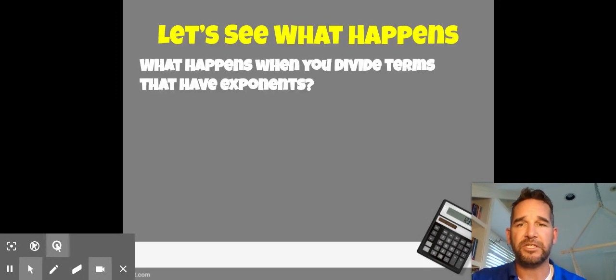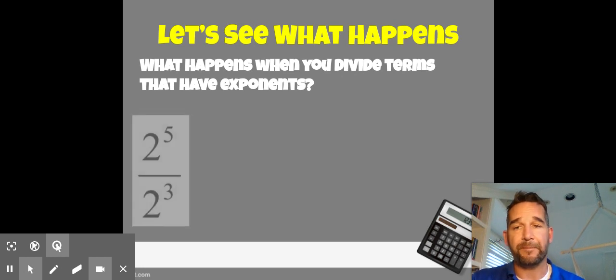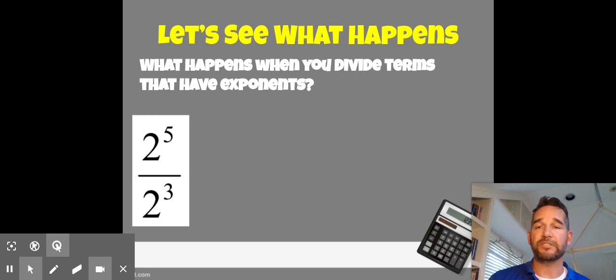Let's look at this expression here. I'm going to ask you, like we've done before, to see if you recognize any relationship between the exponents at the beginning and what you end up with at the end. Okay, so our question is going to be, what is 2 to the 5th divided by 2 to the 3rd?